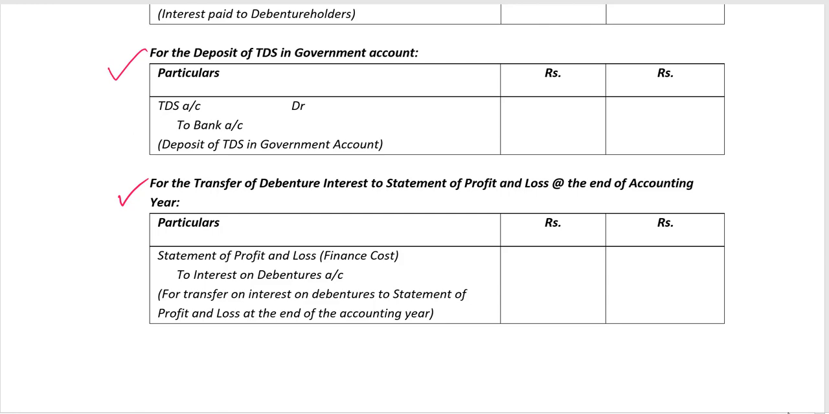So irrespective of the number of times the interest on debentures is payable in a year, whether 4 times being quarterly or whether 2 times being half yearly or even only 1 time being yearly, the transfer of debenture interest for the entire year to the statement of profit and loss finance cost will happen only once for the total amount at the end of the accounting period. So now that we've seen the format of journal entries with respect to interest on debentures, in the upcoming video we will solve a few example sums to understand this concept better.